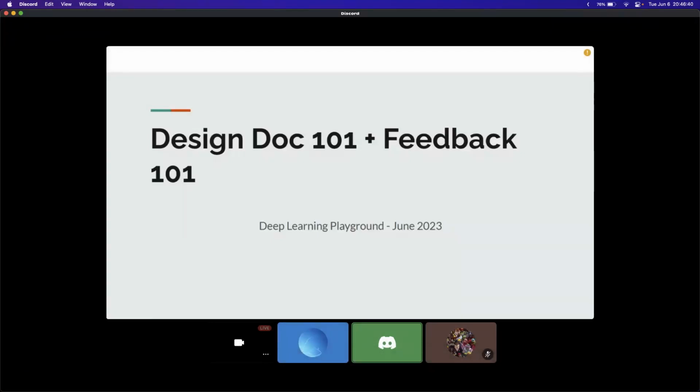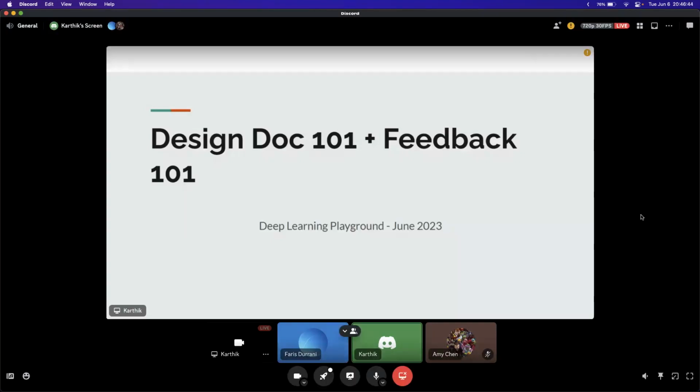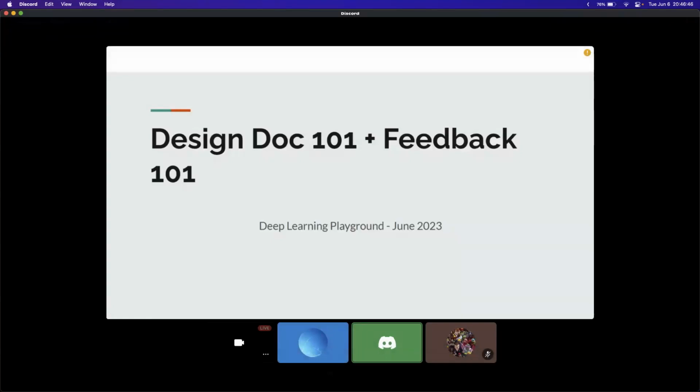I want to take 5 minutes to discuss Design Doc 101 plus Feedback 101. As you might know, I'm a software engineer at Pinterest, and these are some learnings that I've gathered at Pinterest, and I think these are things we can try incorporating in the Deep Learning Playground team, in terms of our daily operations. So the first half of the presentation will go into Design Doc basics, and the second half will go into giving and receiving feedback, the basics of how that works.